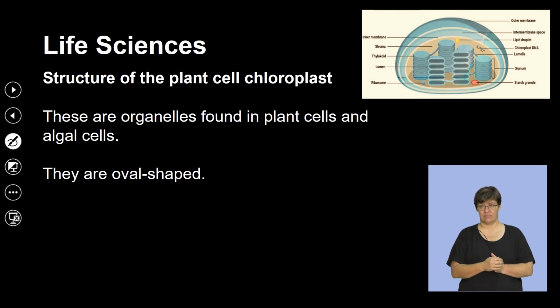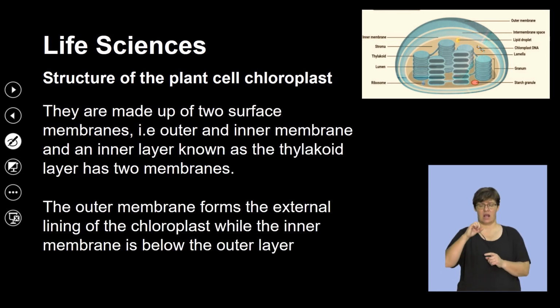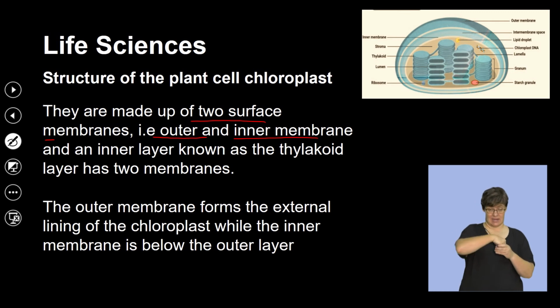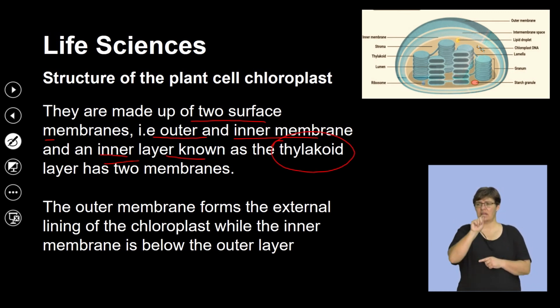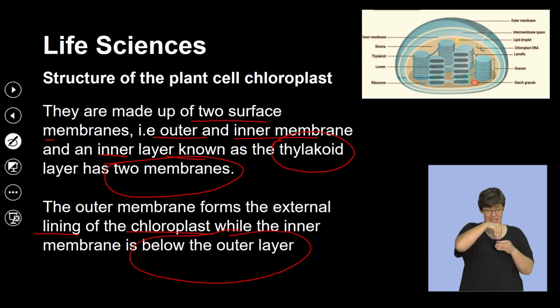The chloroplasts, we said, are found in plant cells only and in algal cells. They are oval shaped and they carry out important processes. Let's look at that. They have two surface membranes, an outer and an inner membrane, as I discussed, and the inner membrane is known as the thylakoid, which has two membranes that are folded together. The outer membrane forms the external lining of the chloroplast, while the inner membrane forms below the outer layer.